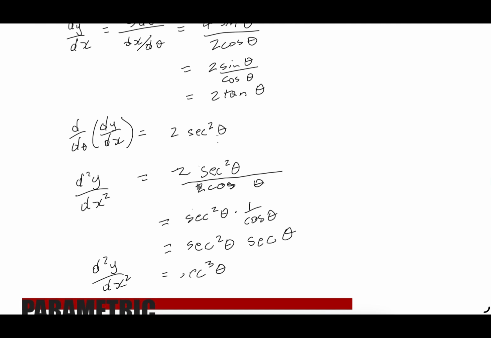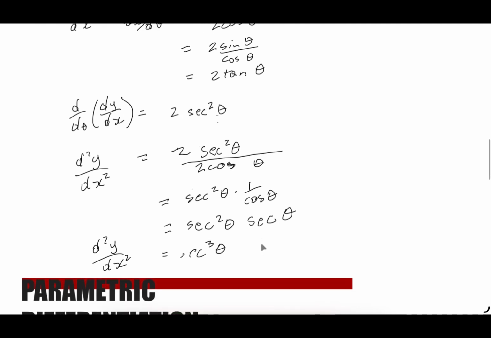The 2's will undo each other, so you're going to be left with sec squared theta over cos theta, which you can write as sec squared theta times 1 over cos theta, but we know that 1 over cos theta is sec theta, so then it's going to be sec squared theta times secant theta. And so your d squared y dx squared will be equal to secant cube, this is sec cube theta.